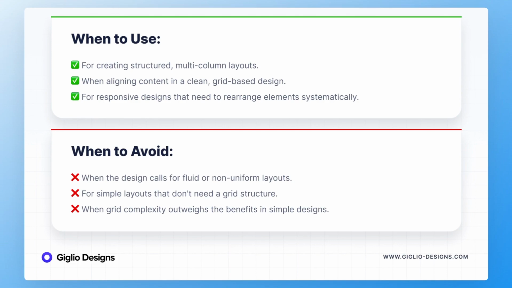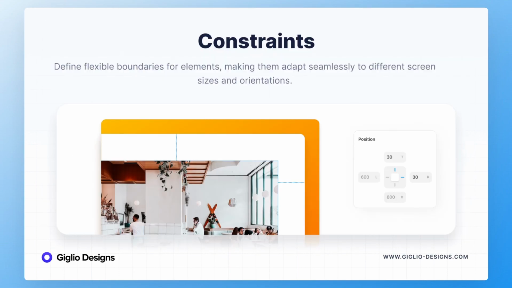But there's going to be, of course, instances where cards or grids actually are not going to be your best bet, such as when the design calls for fluid or non-uniform layouts, or for simple layouts that don't need a grid structure at all, and when the grid complexity just outweighs the benefits in a simple design. Now let's talk about constraints.